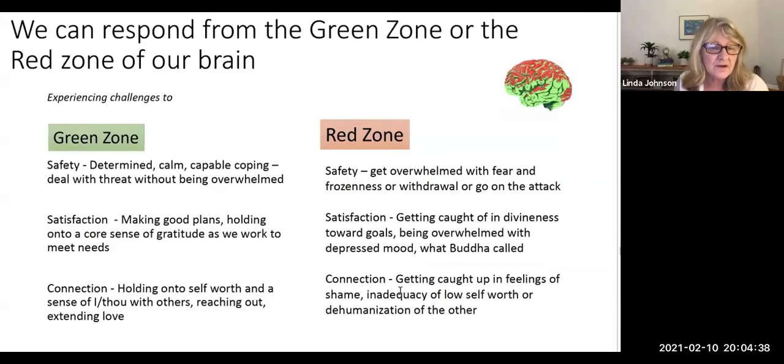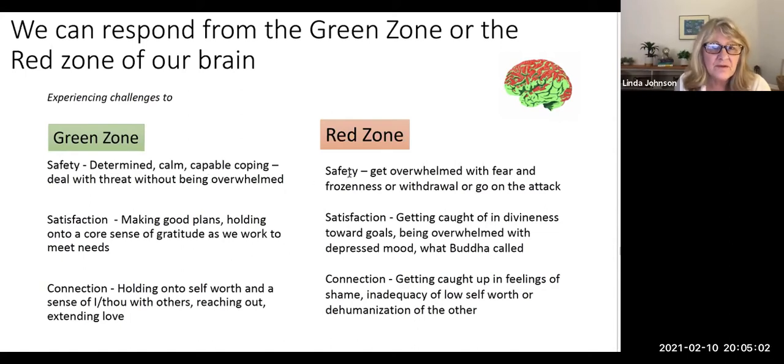So let's look at some examples of how this might look. And I know that you'll see this in your own daily life. In the green zone, if we're dealing with challenges to safety, we can approach it when we're feeling green: determined, calm, capable, coping, dealing with the threat without being overwhelmed.